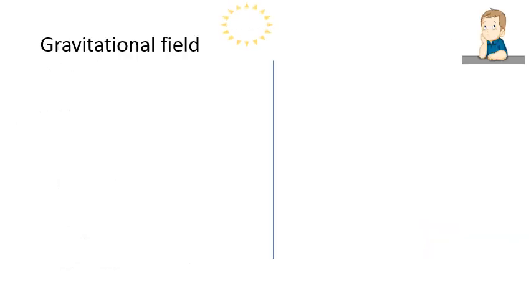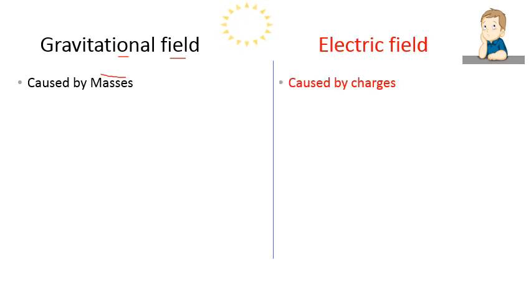Gravitational field. In the previous standard, we discussed this field, with too many formulas and definitions. If you remember these formulas in the gravitational field, by analogy you can write down formulas in the electric field and finally even in the magnetic field also. See, this gravitational field is caused by masses. What about the electric field? Tell me. This electric field is caused by charges, yes or no?